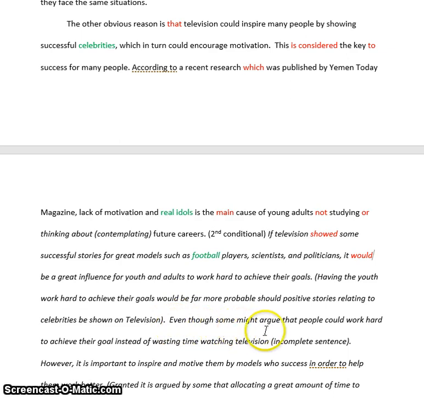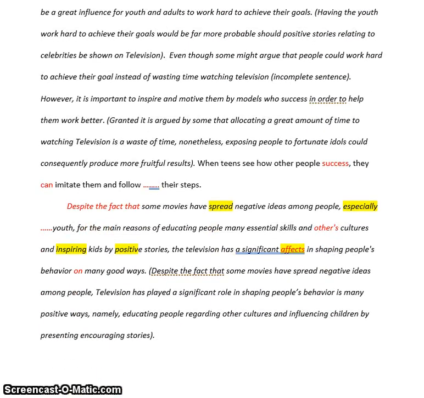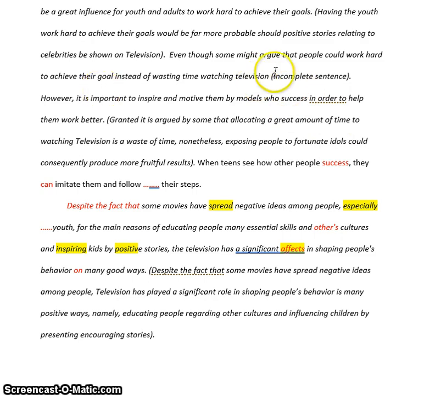Even though some might argue that people could work hard to achieve their goal instead of wasting time watching television. When we start with even though, the reader expects you to continue your sentence, so this is an incomplete sentence. I'm going to scroll down. So, we're going to hold that there just for 1 second. However, it is important to inspire and motive. I think you're trying to say motivate them by models whose success, I think you're trying to use the verb who succeeded, in order to help them work better. Okay, I have written a different sentence for you.